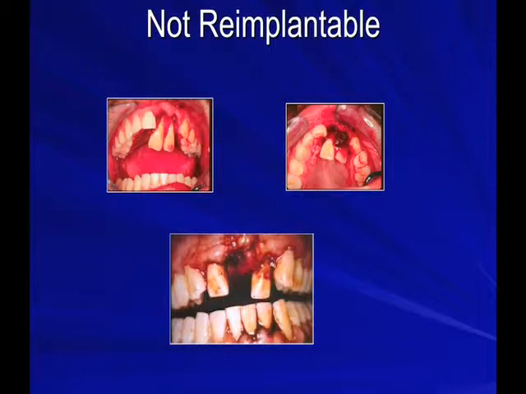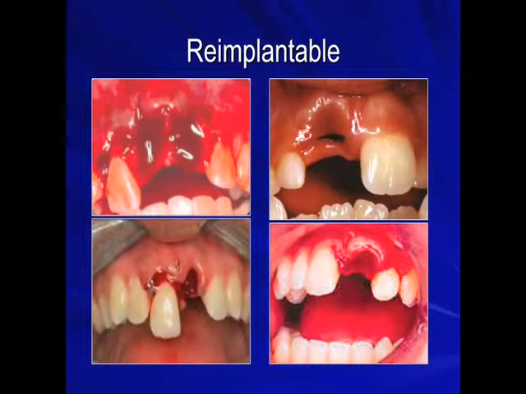The two upper pictures demonstrate posterior displacement of the teeth. Although they are not avulsed, they are often associated with fracture of the underlying bone and should not be manipulated. The lower image again demonstrates significant maceration of the gingiva, precluding safe reimplantation.